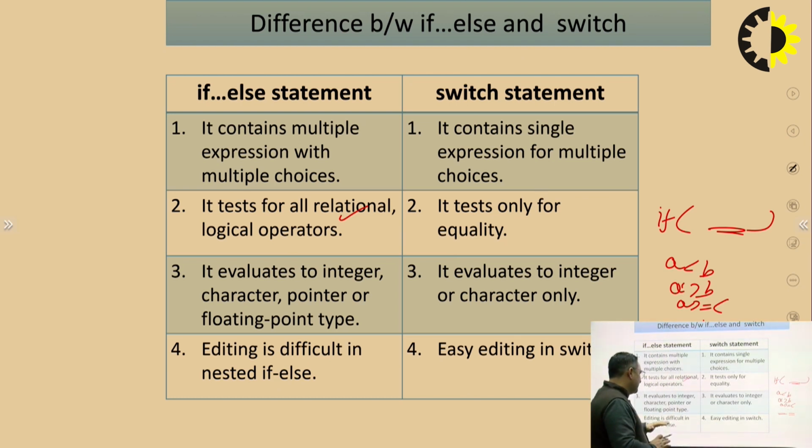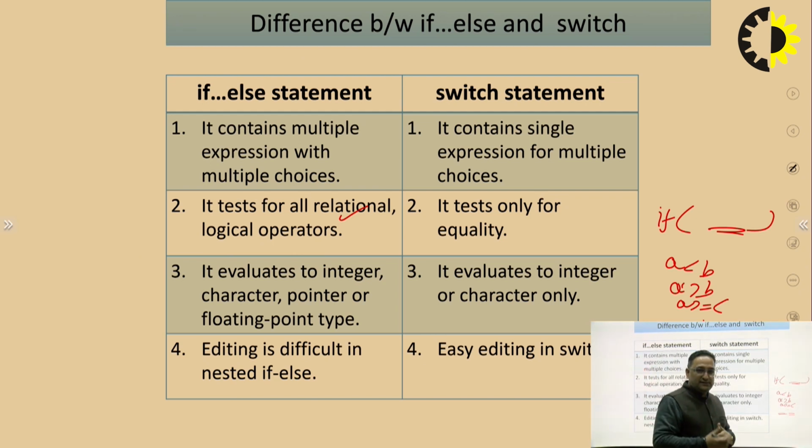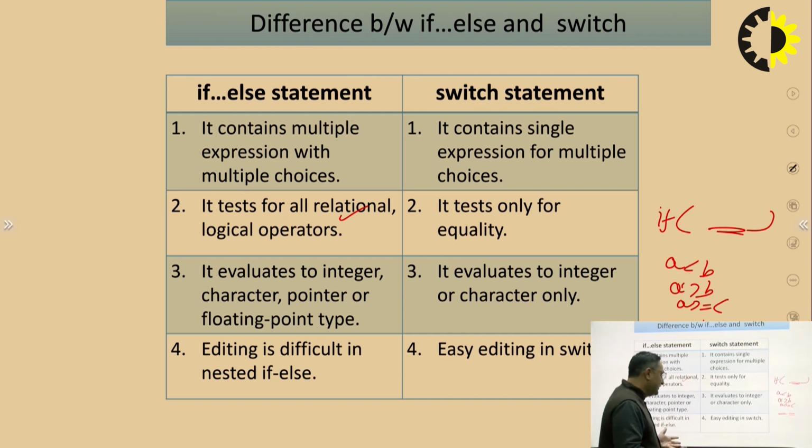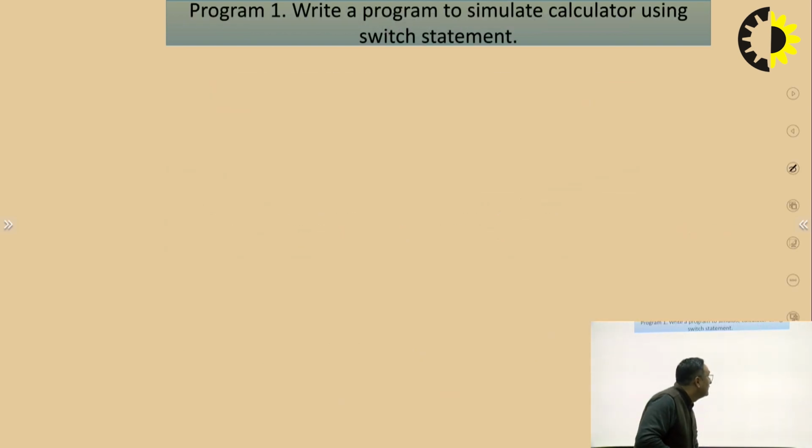Editing is difficult in nested if and else. If you have very complex code written in if and else, with a lot of if else ladders in the code, it is difficult to manage that code. Maintainability is tough. If you try to edit that code, it can be a breaking change for the existing functionality. But in a switch statement, you can directly jump to the piece of code where the fix needs to be applied, right? So easy editing in switch. So these are the differences, right? Now let's move on.